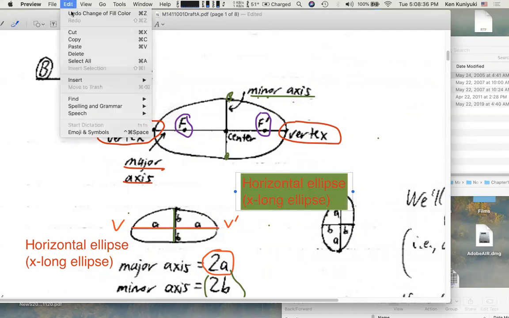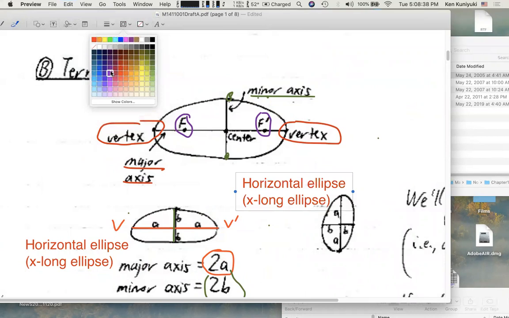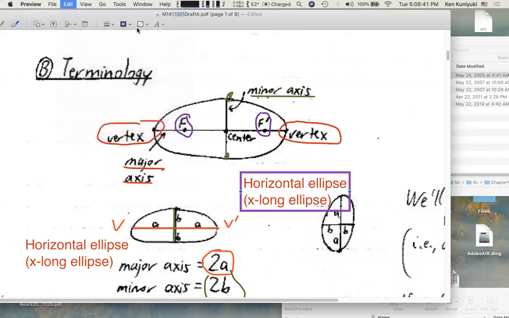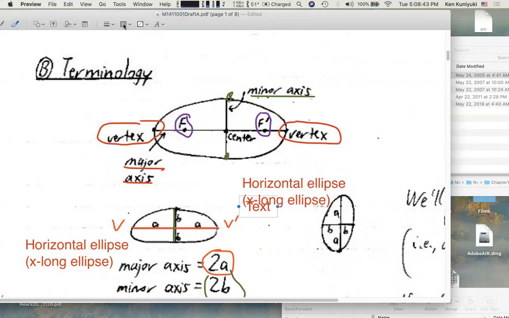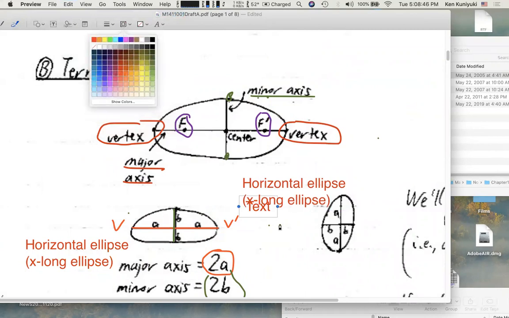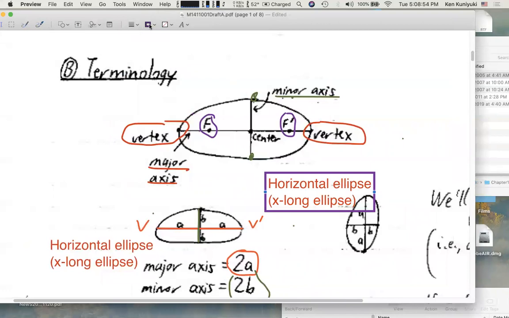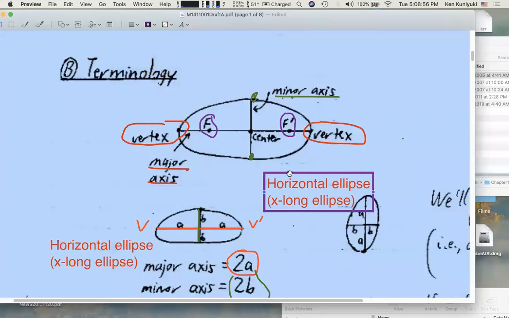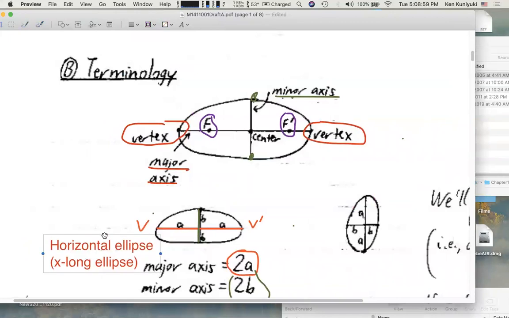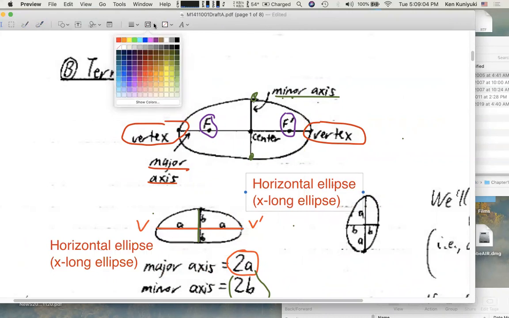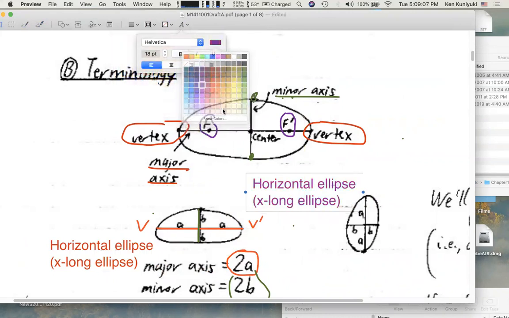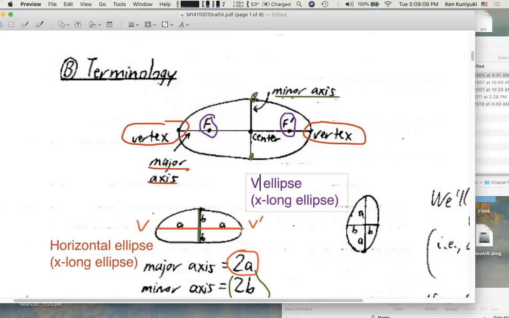Okay. One moment. Okay, one moment. For a vertical ellipse, okay. Vertical ellipse or Y-long ellipse.